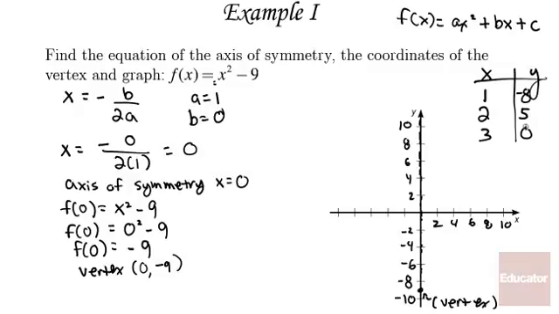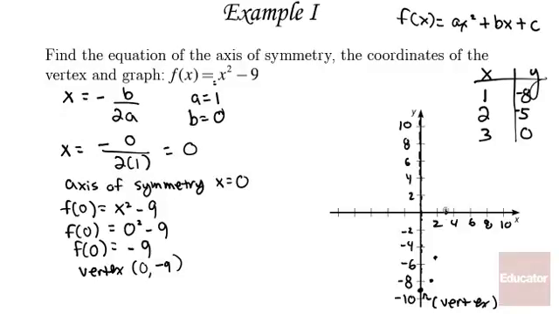So let's try these points. And that's going to give me when x is 1, y is negative 8. When x is 2, y is going to be, actually this should be negative 5. y is negative 5 right here. When x is 3, y is 0. So 3 is about here.